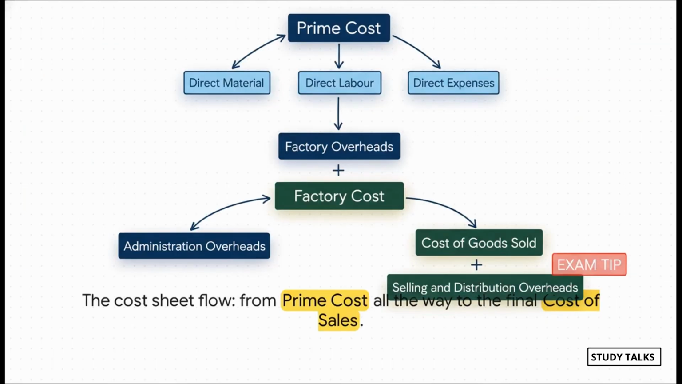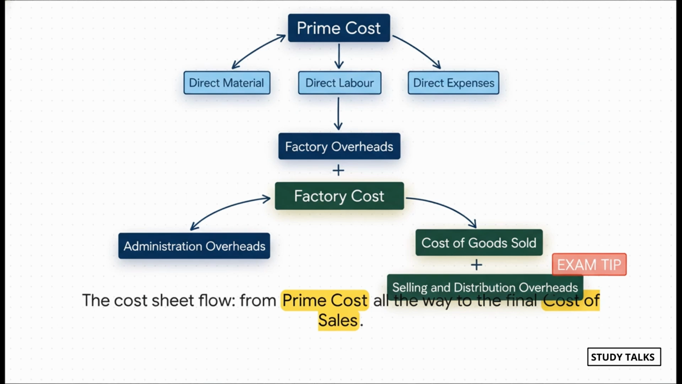This slide right here is basically the skeleton of a cost sheet. You see how it flows? You start with your prime cost. That's your 3 direct costs added together. Then you add your factory overheads, and boom, you've got your factory cost. After that, you add your administration overheads, which gives you the cost of goods sold. And finally, you add your selling and distribution overheads to arrive at the total cost of sales.